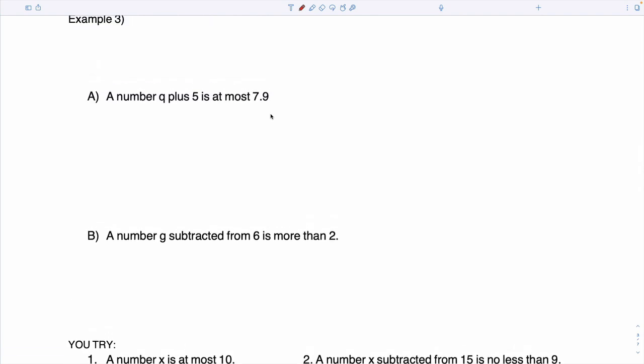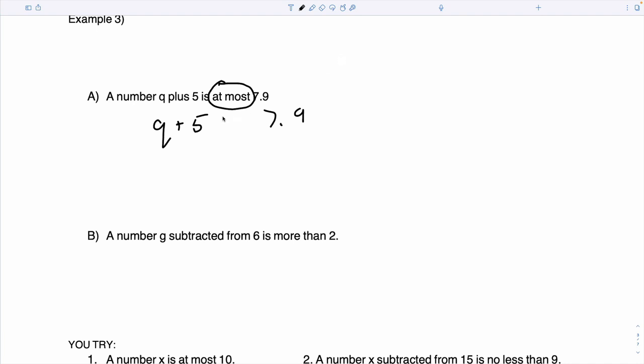A number q plus 5 is at most 7.9. These guys have 2 steps or 1 step instead of just the answer. So you're going to take q, you're going to add 5 to it, and then your symbol would go in between q plus 5 and 7.9. I can have at most 7 donuts. I can have at most 7. The most I can have is 7. What's the symbol going to be, Peyton?